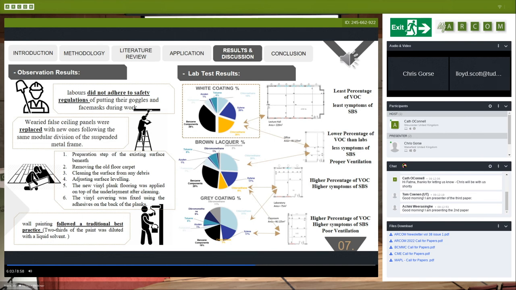For the offices, although they are narrower in space, they recorded lower symptoms, which is due to having better ventilation and fewer occupants. The final space is the classroom, which recorded the highest impact due to its small area and relatively large number of occupants.